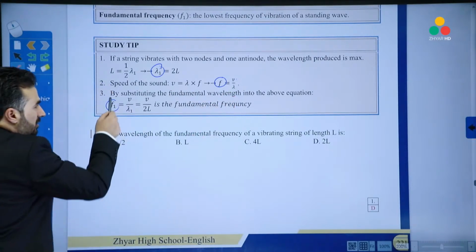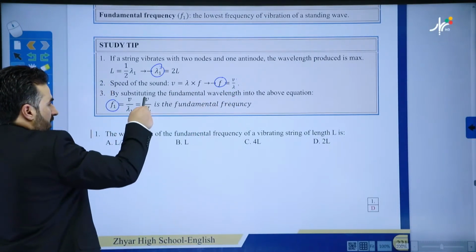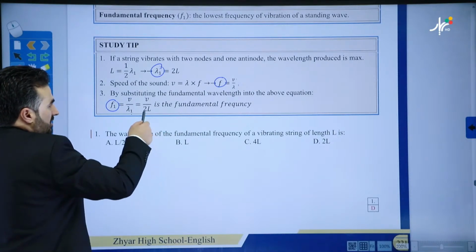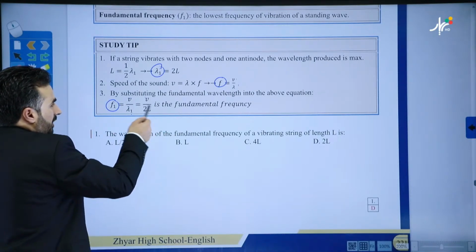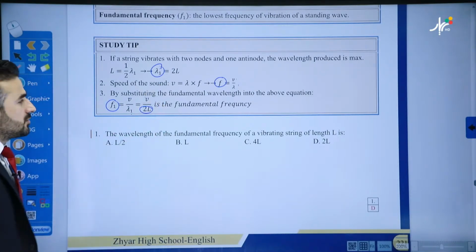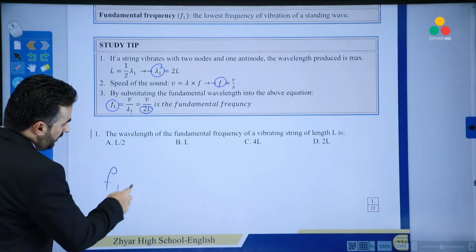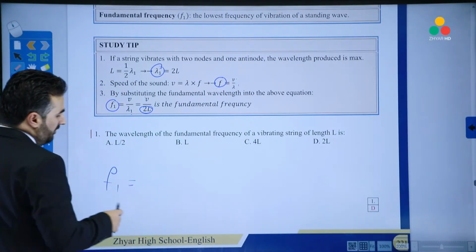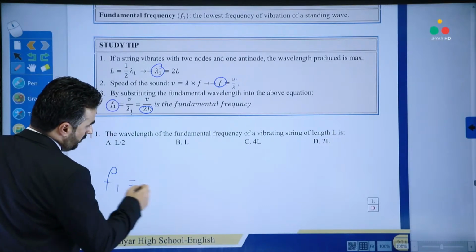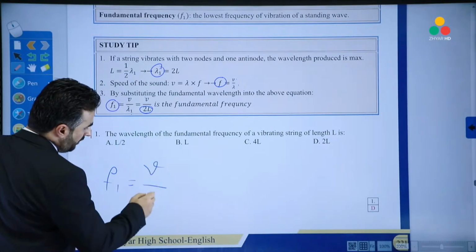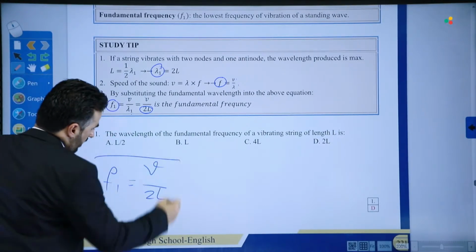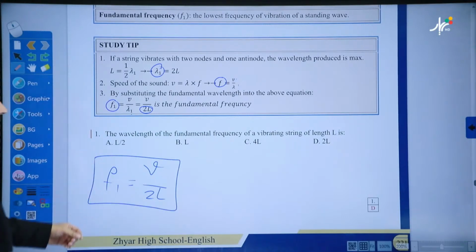So the fundamental frequency is speed over lambda, and the speed is the same in this case. But lambda here equals 2 times the length of the string. So of course now, the fundamental frequency for a string is equal to V over 2 times the length, okay? Now that is the fundamental frequency.